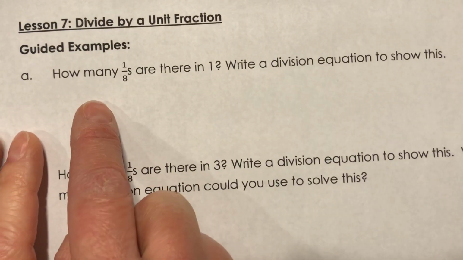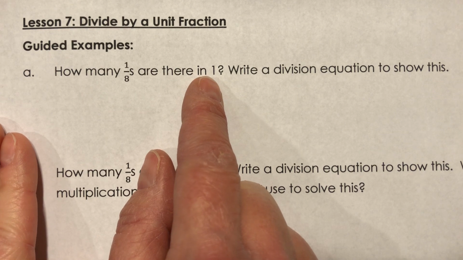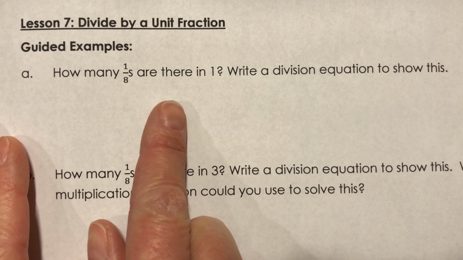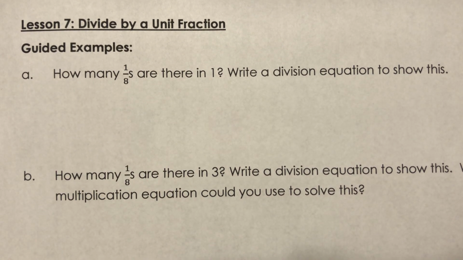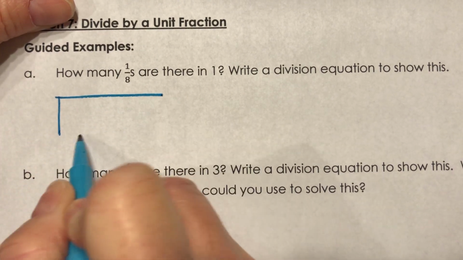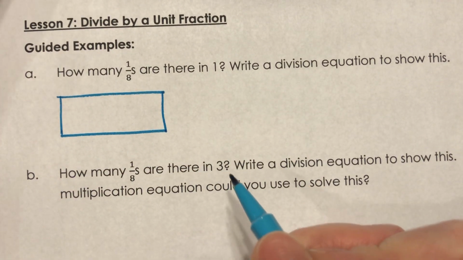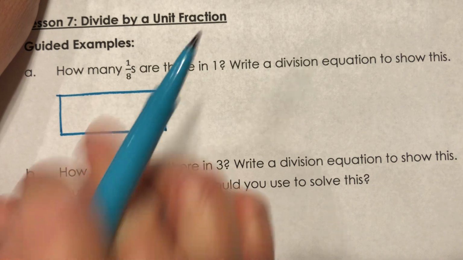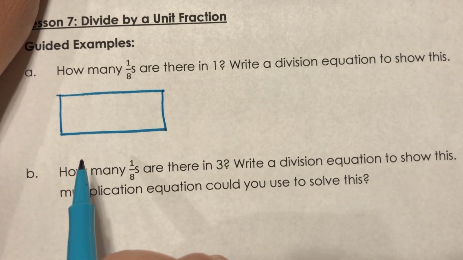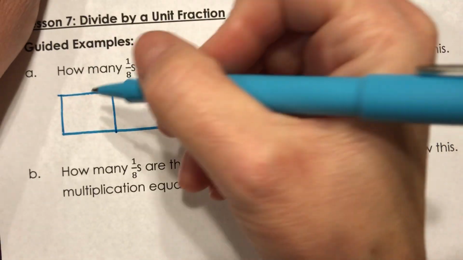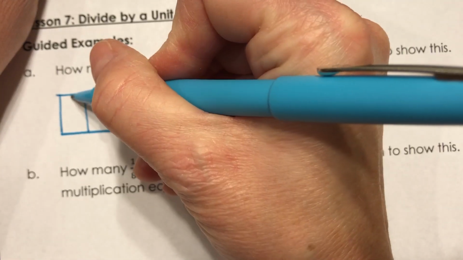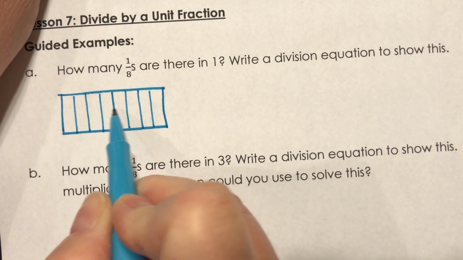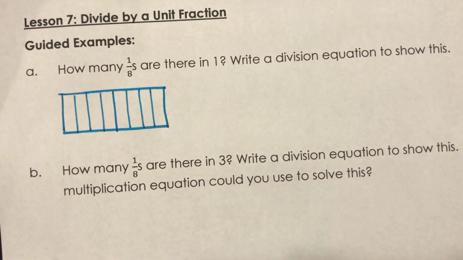It says, letter A, how many 1/8 are there in 1? Write a division equation to show this. So if I want to know how many 1/8 there are in 1, that means I need to start with one whole, right? So draw a nice rectangle. And if I want to know how many 1/8 there are in 1, I would take this 1 and divide it up into eighths, right? So now I have 1, 2, 3, 4, 5, 6, 7, 8. So I know I just cut this up into 8 pieces.